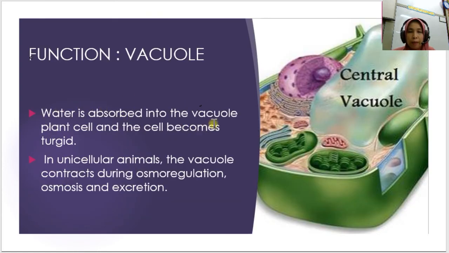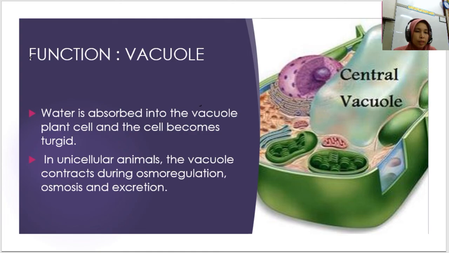Vacuole absorbs the water. Water is absorbed into the vacuole in the plant cell, and the cell becomes turgid. In unicellular animals, the vacuole contracts during osmoregulation, osmosis, and excretion. So the vacuole is important to absorb water. When water is absorbed, minerals are also absorbed, and the cell becomes turgid. Okay, turgid maksudnya apa? Segah, dia jadi kembang.